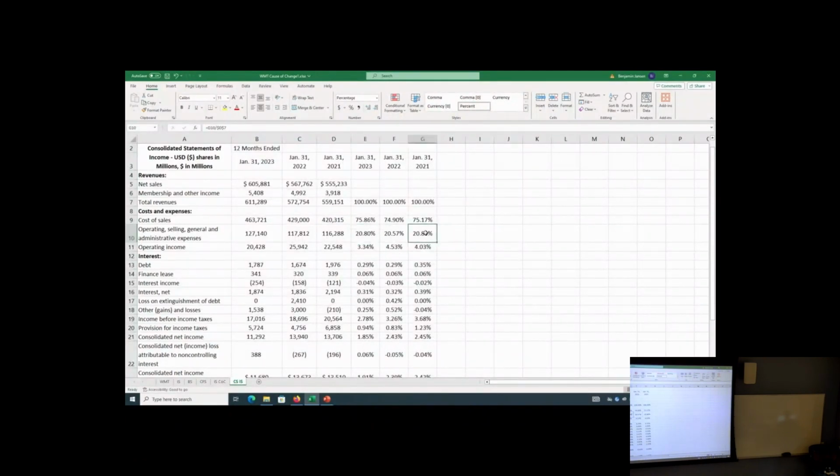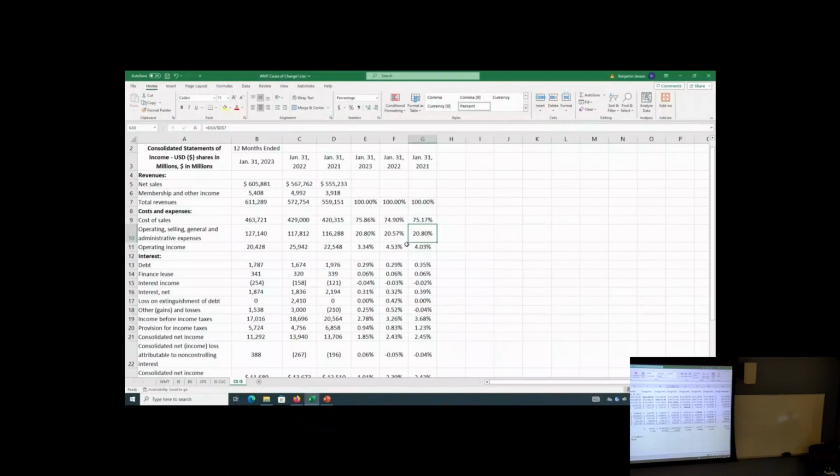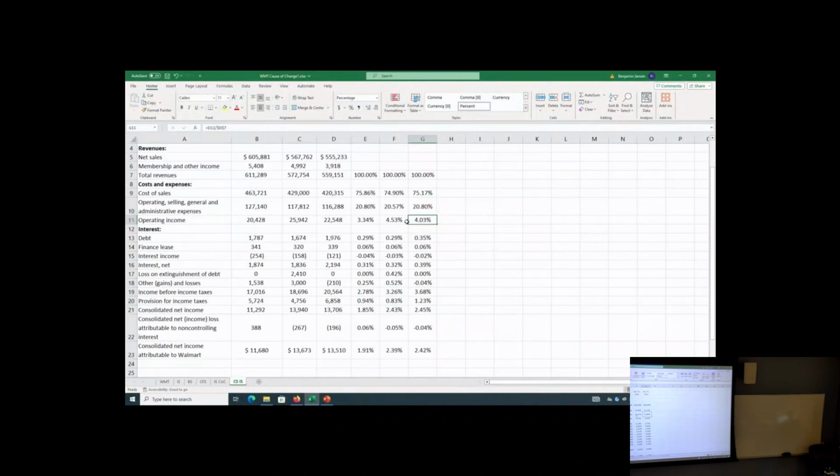Again, not much of a change here, right? 2023 ended up being the same exact percentage of revenue as 2021. But if we look at the cause of change, right, an almost 10% reduction in the net income from this 1/3 of a percentage point increase in selling general administrative.